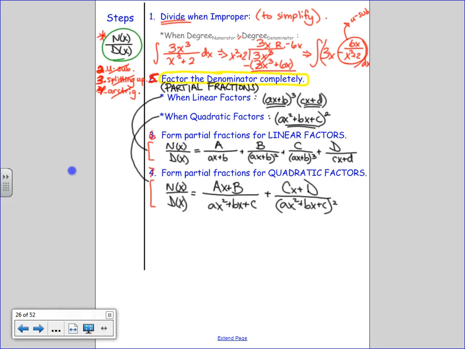And the nice thing is on AP tests, they don't give you any of the quadratics. They don't expect you to be able to do this. But in homework, we might have a couple because I want to keep stretching you, preparing you for next math.